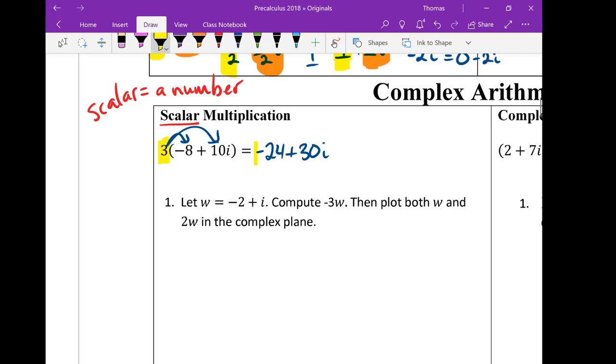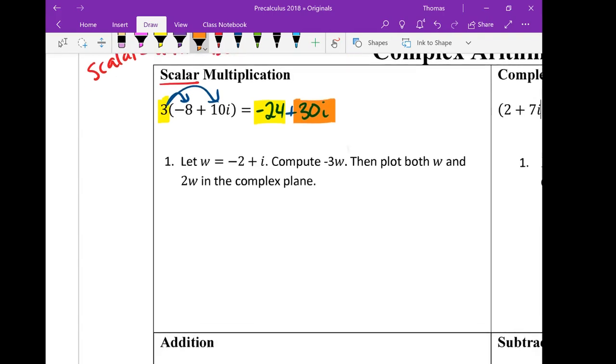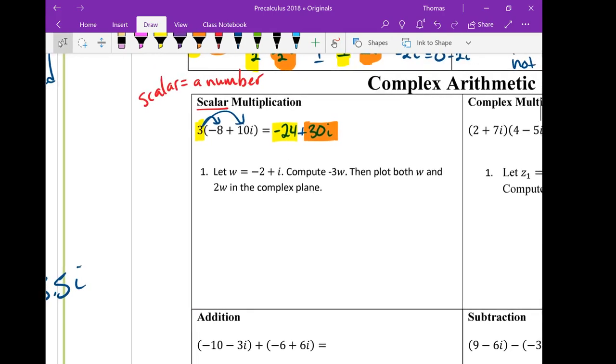So again, I'm going to just split up and say there's our resulting real part in yellow, and there is our resulting complex or imaginary part in orange. Scalar multiplication is really just making sure we distribute our number throughout. So here's one for us to practice again. Let w equal negative 2 plus i. Compute negative 3 times w.